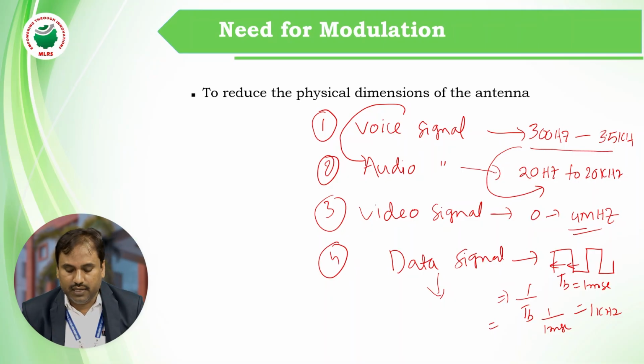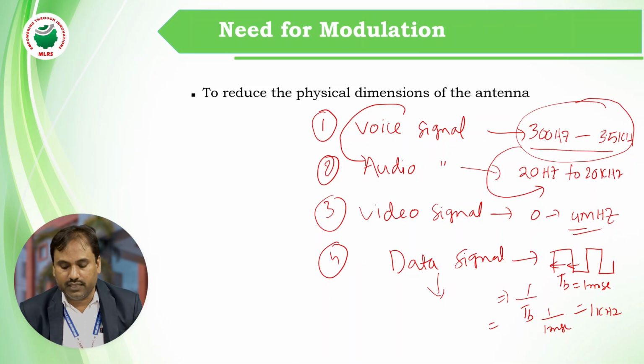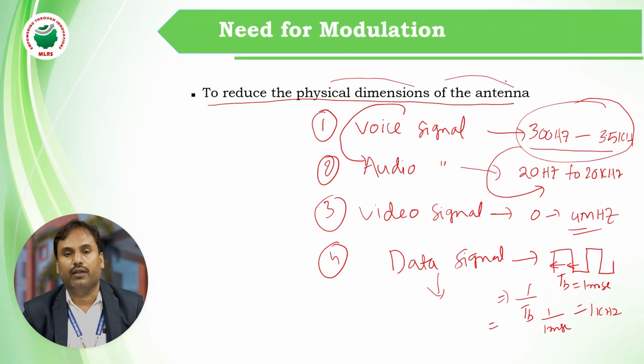So in this case, first take the voice signal frequency range. What is the frequency range of the voice signal? 300 Hz to 3.5 kilohertz. Now our focus is, why do we need modulation? First, to reduce the physical dimensions of the antenna.